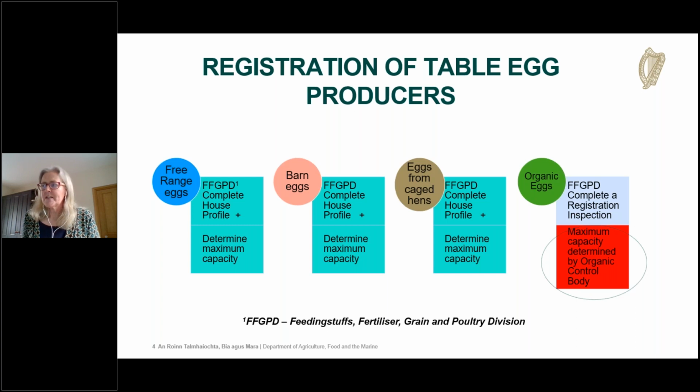And you'll see on the right hand side then for organic eggs, our division complete a registration inspection, but the maximum capacity of the house is determined by the organic control bodies. And in this case, this is done so because a lot of the components and the requirements and the parameters for the organic egg production systems differ from the other three and are set out separately in organic legislation.